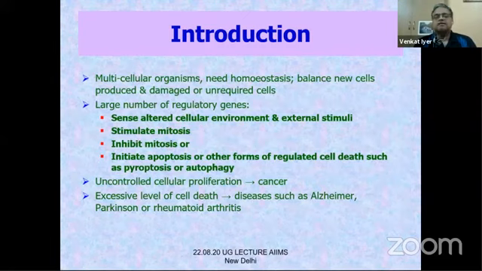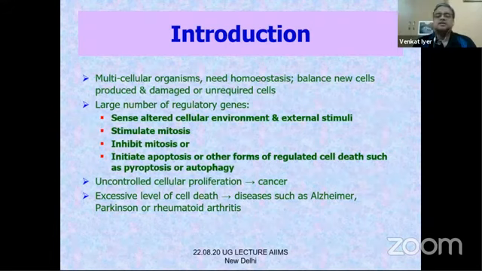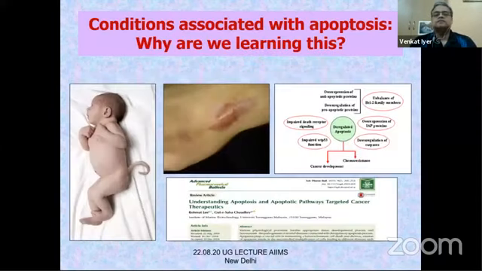Today, of course, we have come a long way, 700 million years of evolution. And one of our biggest problems is uncontrolled cellular proliferation causing cancer. So, multicellularity with unregulated mitosis or unregulated apoptosis causes cancer. We also have excessive levels of cell death. There are a large number of diseases which you will subsequently be covering, like Alzheimer's, Parkinson's, rheumatoid arthritis, etc.